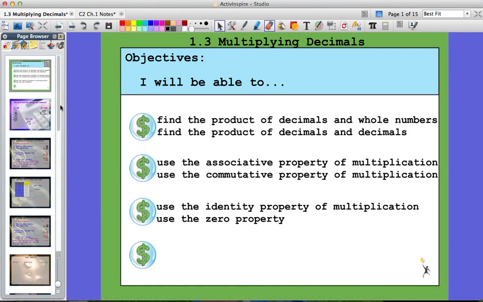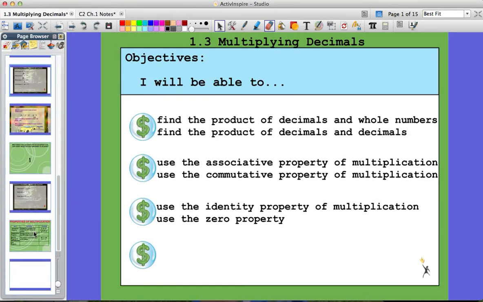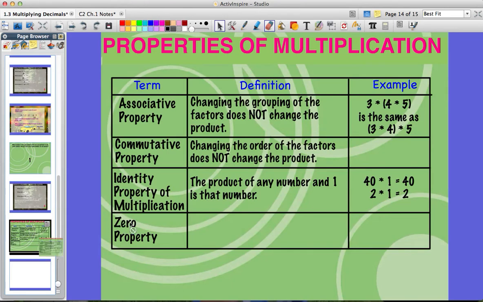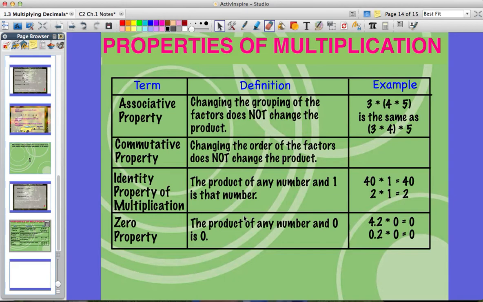Okay, and then the last property that we are going to go over is the 0 property. The 0 property tells us that the product of any number and 0 is 0. Okay, so 4 and 2 tenths times 0 is going to equal 0. 0 and 2 tenths times 0 is going to give us 0. 100 times 0 is going to give us 0.